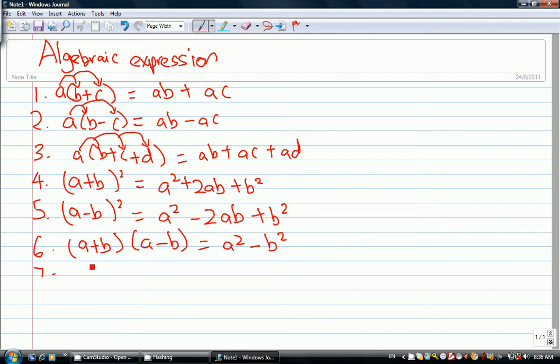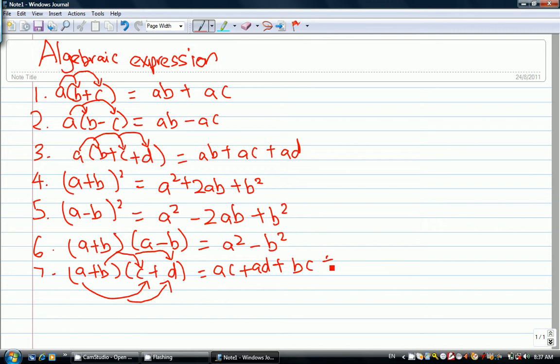Okay, next, if you got four different terms, a plus b and c plus d, what you do is you take a times c first and then you add a times d, and you do the same for b times c and b times d. So the eventual answer will be ac plus ad plus bc plus bd.